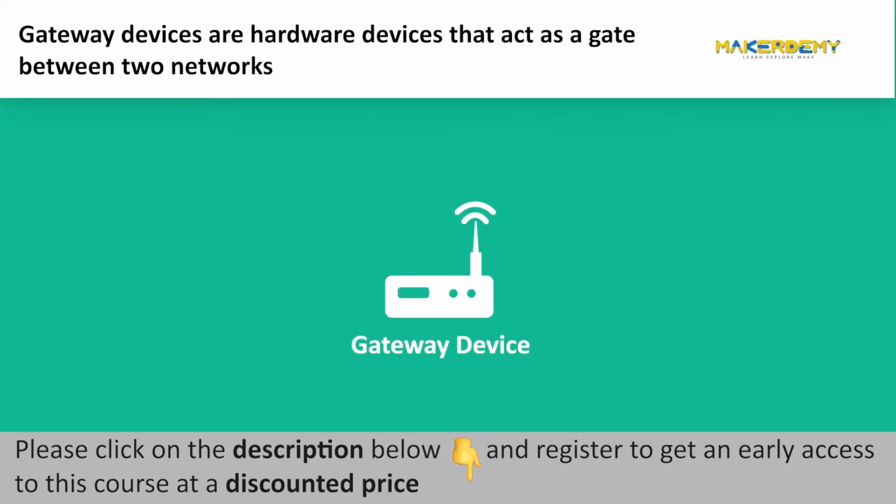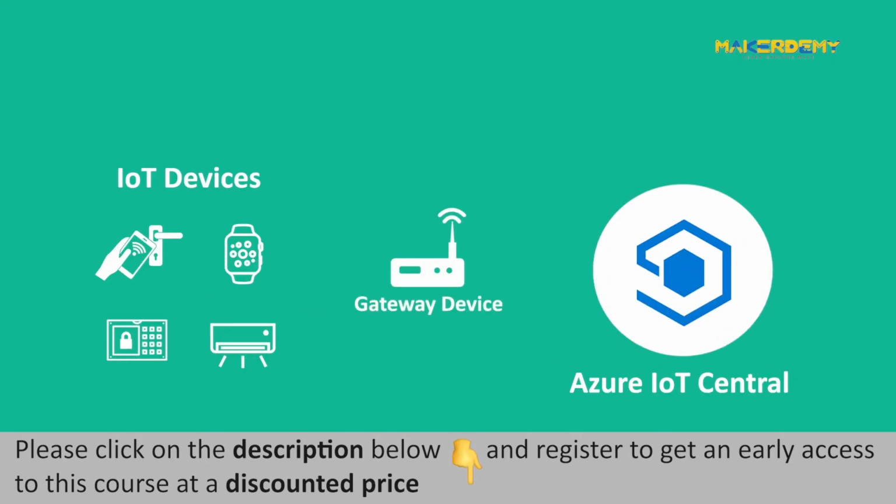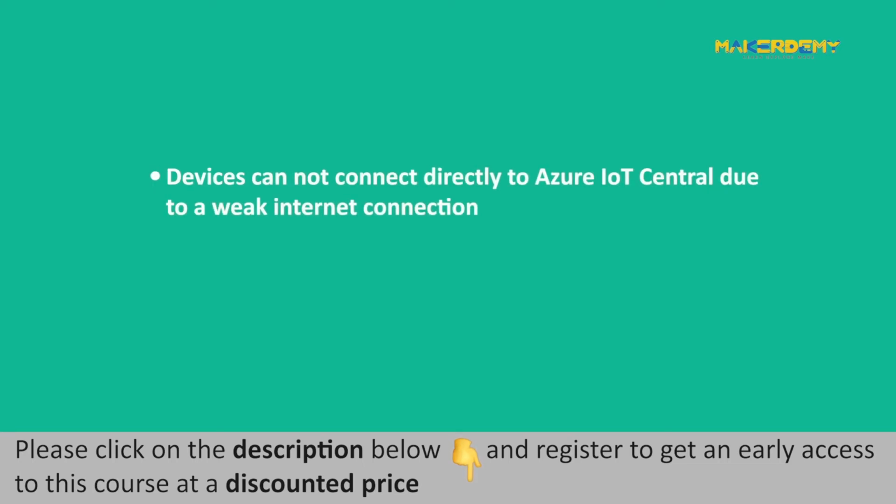Gateway devices are hardware devices that act as a gate between two networks. We need a gateway device between our IoT devices and Azure IoT Central in the following situations. Devices cannot connect directly to Azure IoT Central due to a weak internet connection. The devices are generating a large amount of data. The data is aggregated into a local gateway before sending it to the Azure IoT application to reduce cost.